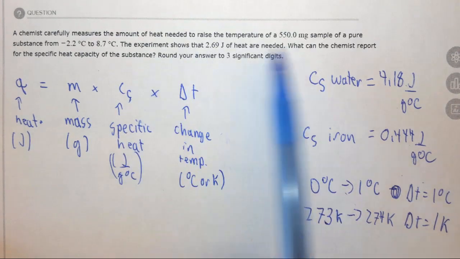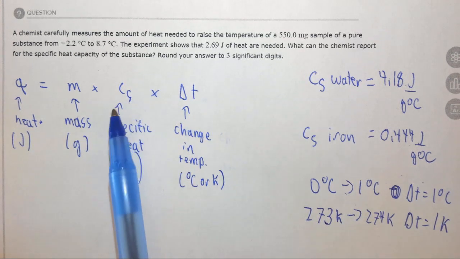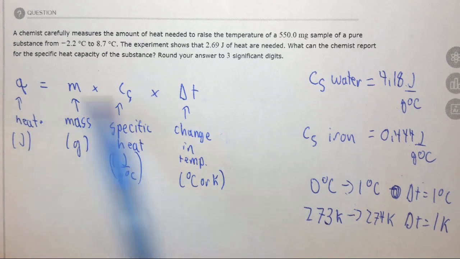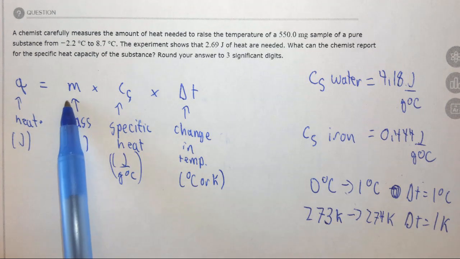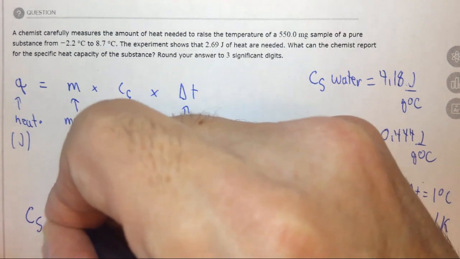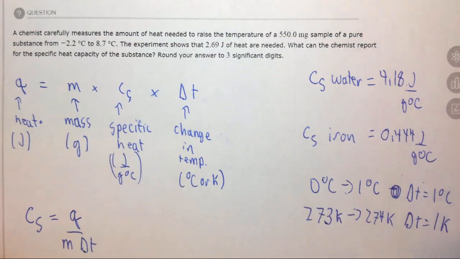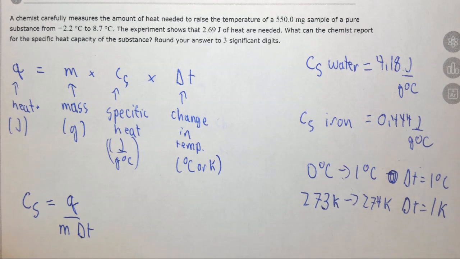Here, in this question though, we're actually asked to solve for specific heat capacity. So we have to rearrange this equation. And to do that, we divide by M and we divide by delta T. And what we get is C sub S equals Q over M times delta T. So this is our new equation.